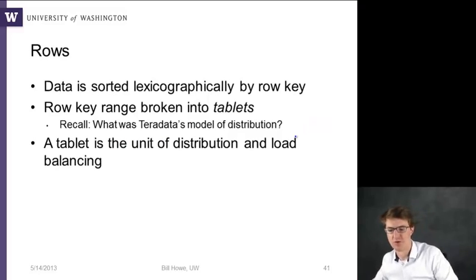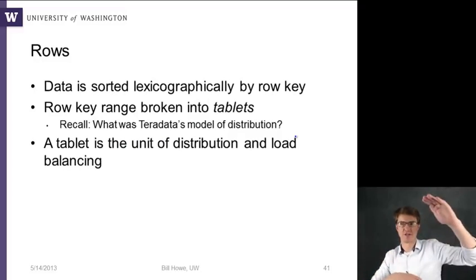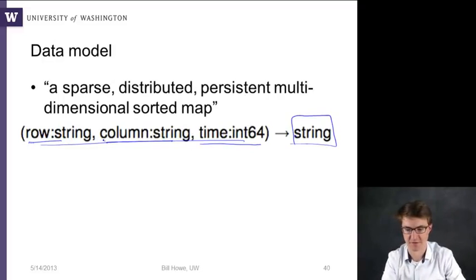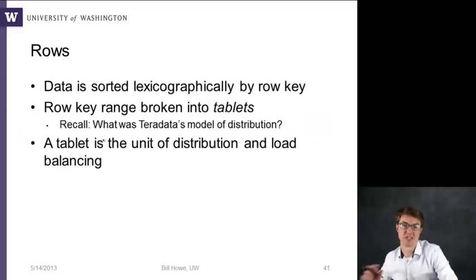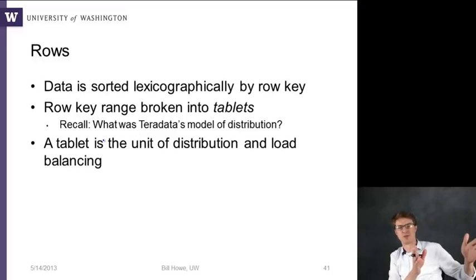All right. So each row of data is sorted lexicographically by the row key, which is this row ID here, right? So this is some sort of primary key in relational language, or just a key in a NoSQL framework. And then this key range, say they're integers, then contiguous subranges of this set of keys will be assigned to a tablet, right?